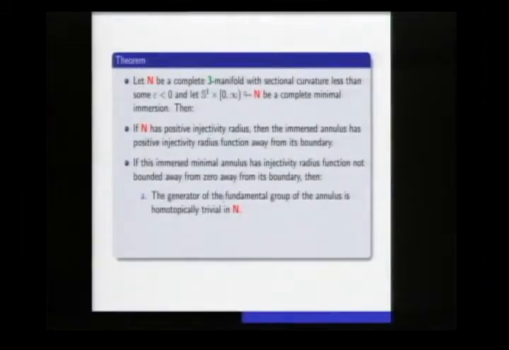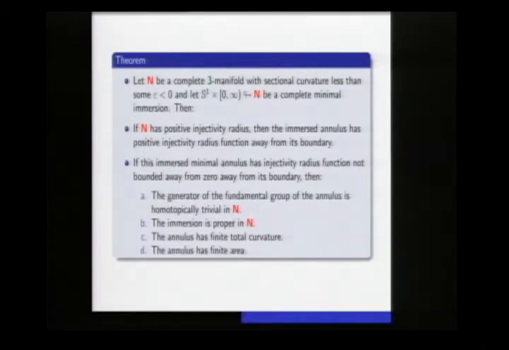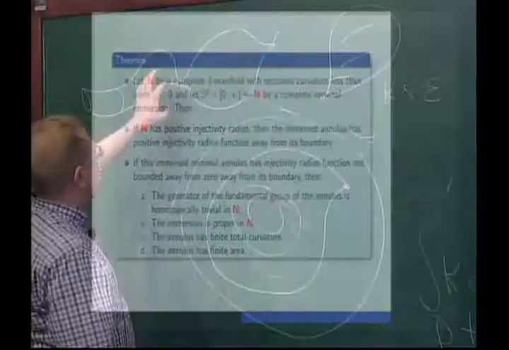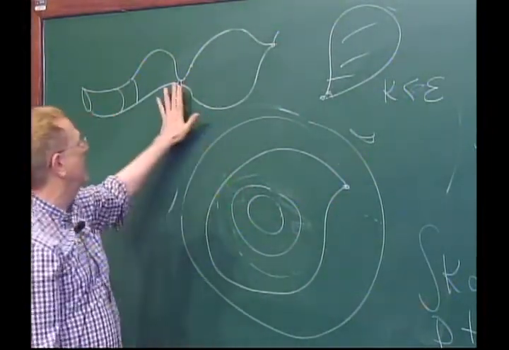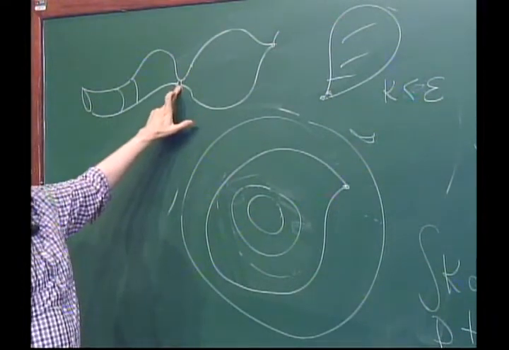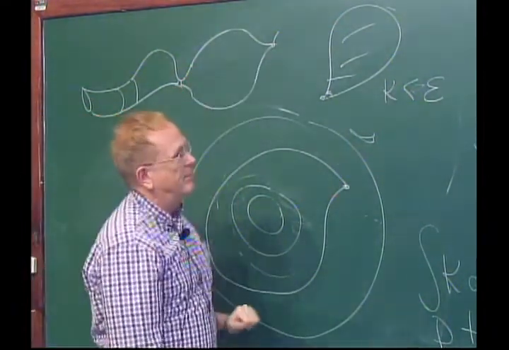All right. So anyway, the claim is the generator of the fundamental group of the annulus has to be homotopically trivial in N. The immersion is proper in N, the annulus has finite total curvature, and finally the annulus has finite area. So the only way the injectivity radius can get small is if things are pinching off but somehow combine nicely in the manifold. So this curve has to be homotopically non-trivial in the manifold, and we got this picture.